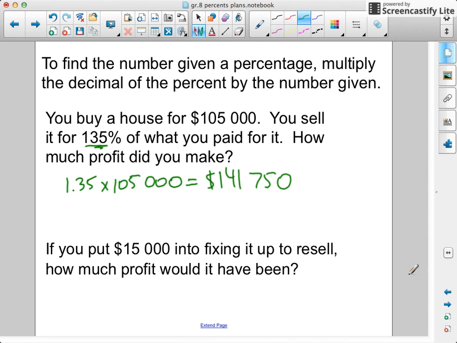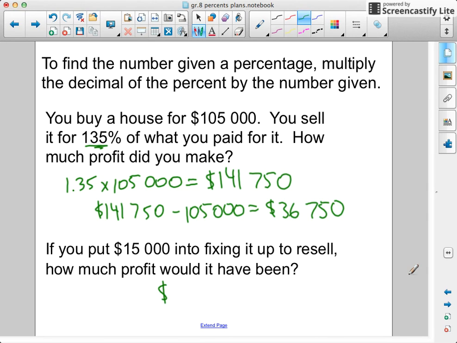Profit means how much you made. So I would take 141,750 and subtract what I paid for it. So I made $36,750. Now, if you put $15,000 into fixing it up, what would the profit have been? So I take my profit there minus the $15,000. I end up getting $21,750. So that's percent.